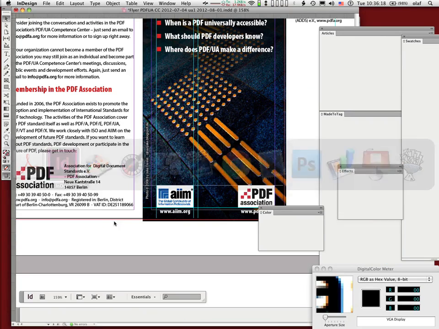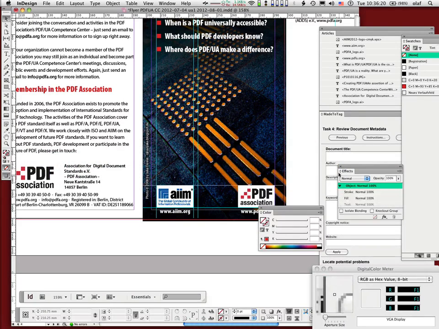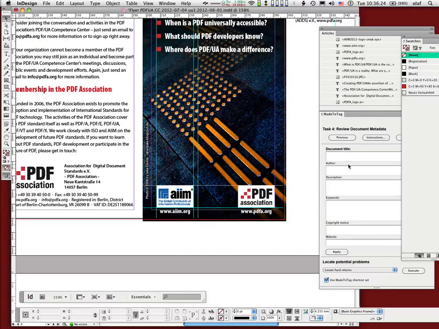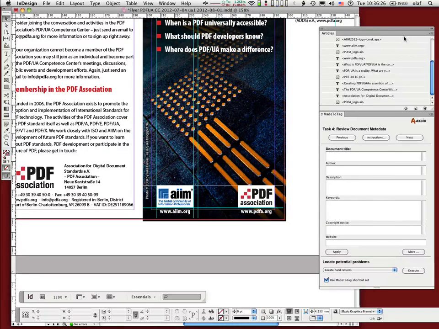And the fifth item is metadata. It's a small thing, but it's a very important thing. Get rid of these. And in the fourth task here in the MadeToTag, you have actually a window for that. And the one thing it's required anyway by the PDF UA standard for tag PDF, but it's always a good idea, is to put the document title in the document.